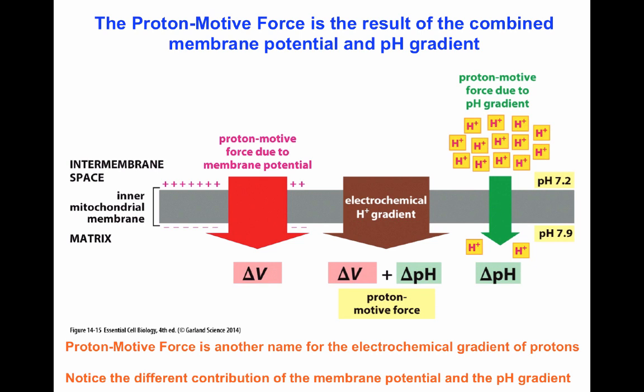The last thing that I want to point out is for you to notice the different contribution of the membrane potential and the pH gradient here, because it is going to be significantly different in the chloroplast when we talk about photosynthesis. So keep this difference in mind: in the mitochondria, the stronger force is going to be the membrane potential and not the proton gradient.